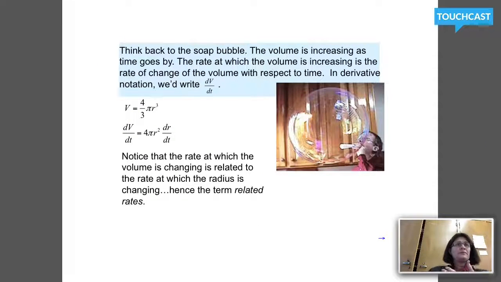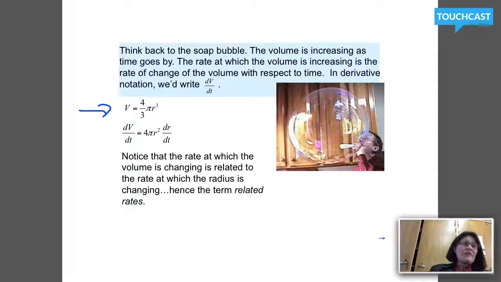So go back to the soap bubble. The volume is increasing as time goes by, so as time increases. So the rate at which the volume is increasing is the rate of change of the volume with respect to time. If we want to use notation for that, we would call that dV/dt, the rate of change of the volume, capital V, with respect to time, little t. So look at this formula for volume, the one you know, volume of a sphere. If you look at that and say, I want to take the derivative, that's fine. We know how to take the derivative of volume with respect to r because r is the variable that's there.